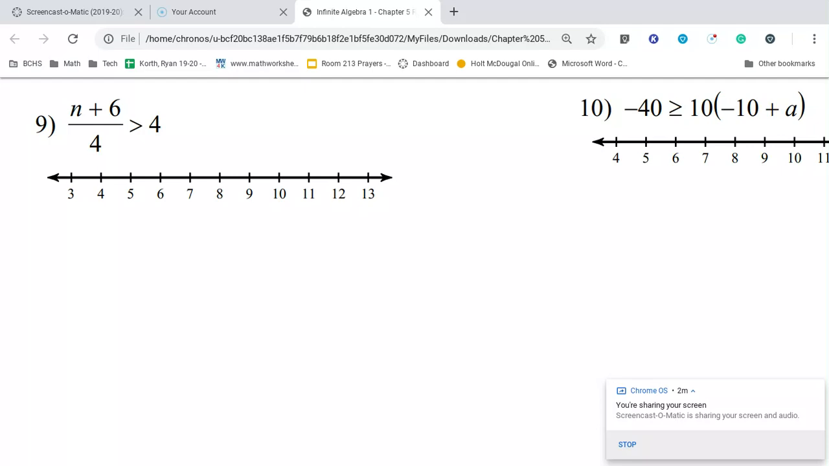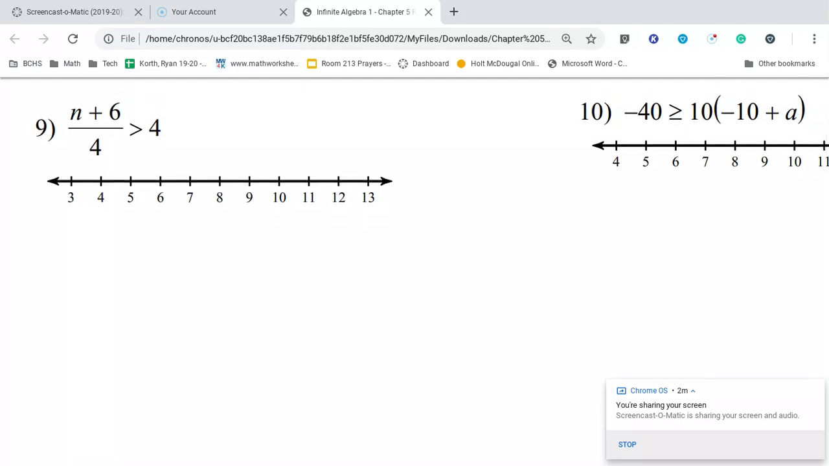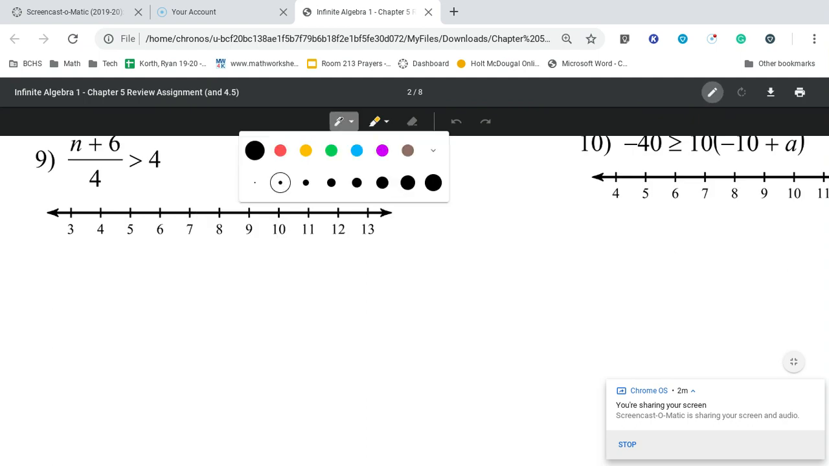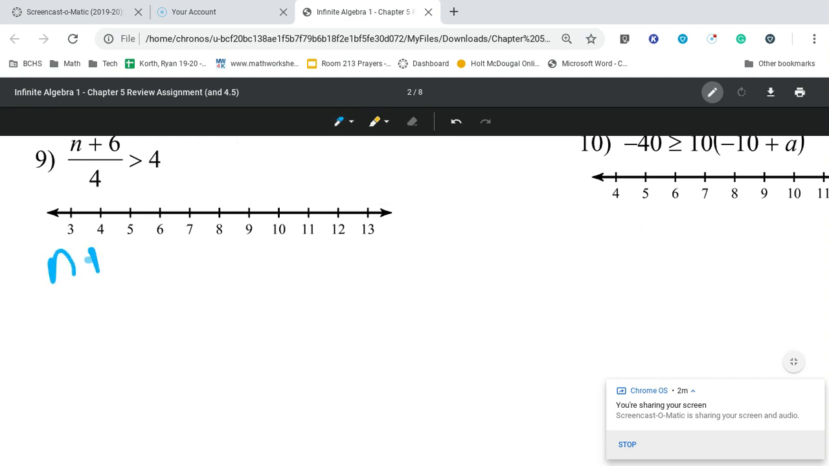All right, so page 2, n plus 6 divided by 4 greater than 4. The first thing that we're going to do is that we're going to need to turn on the pen tools. And there we go. All right, so n plus 6 divided by 4 is greater than 4.